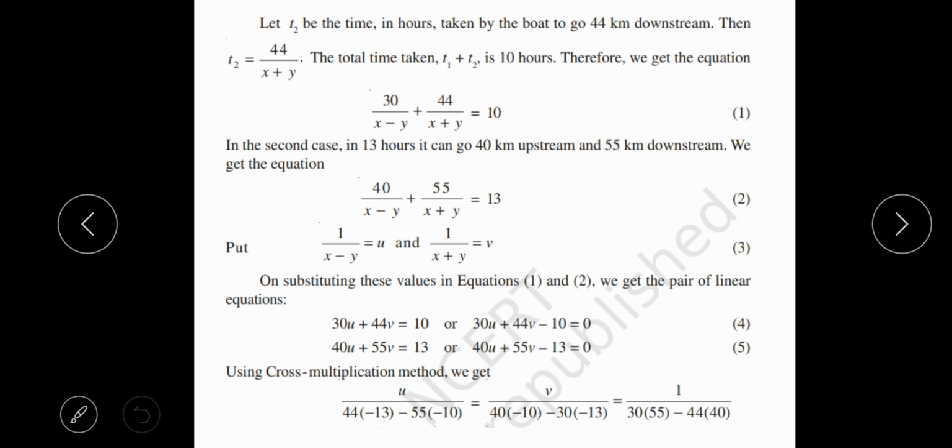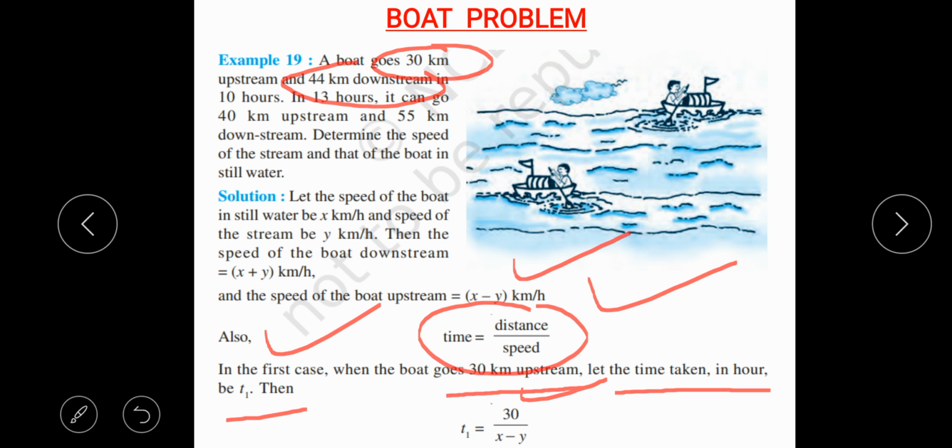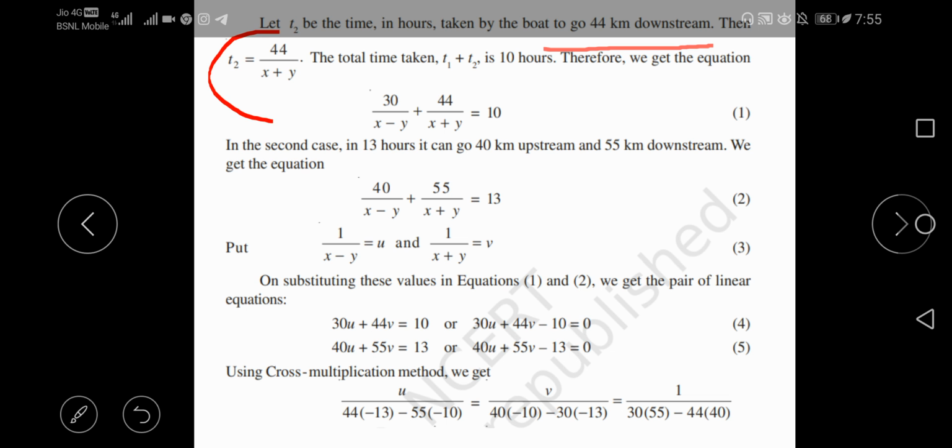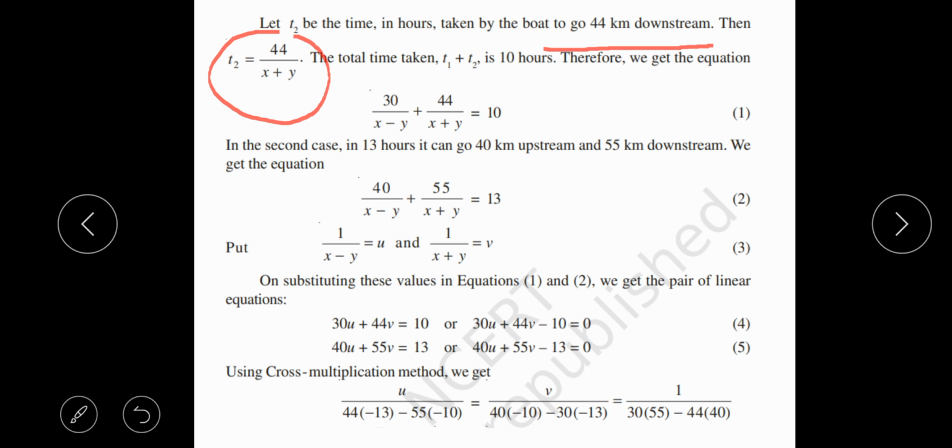Now for the second, let t2 be the time taken in hours by the boat to go 44 kilometer downstream. So then t2 is equal to 44 upon x plus y. Why x plus y here? Because this is the case of downstream. Downstream means towards the flow of the water.